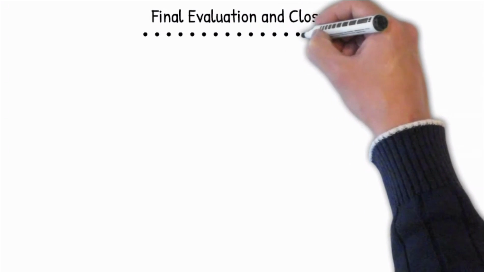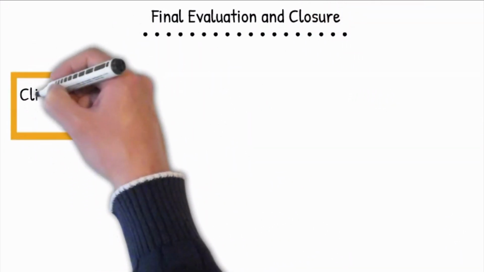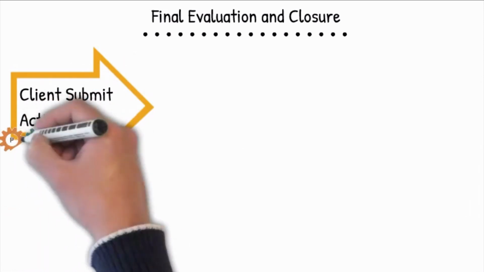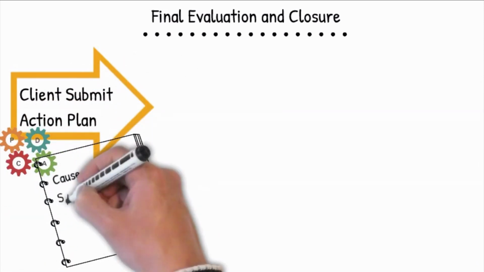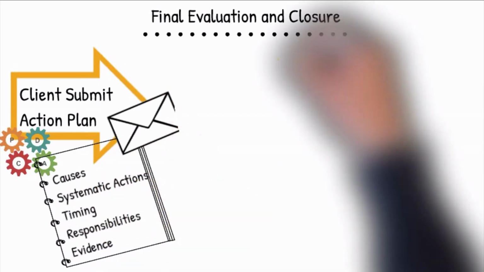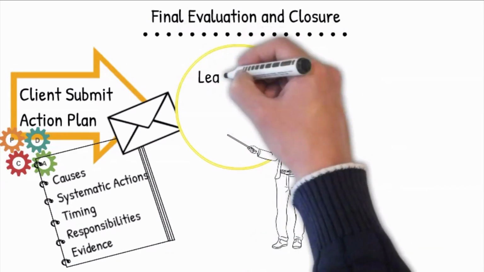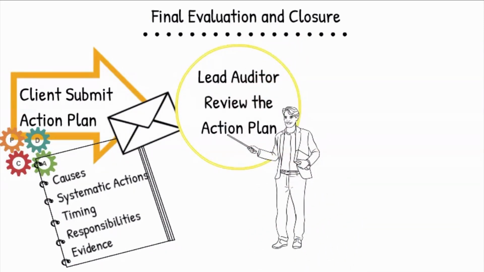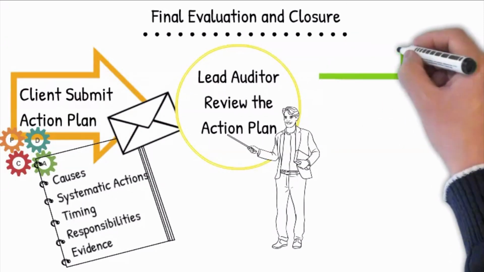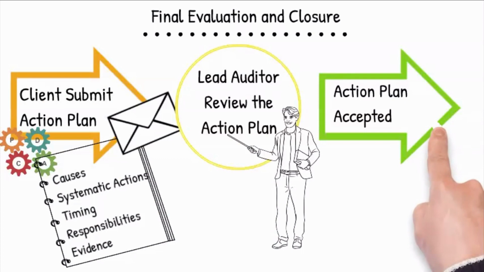Final evaluation and closure of the audit report. The action plan must be drawn up within the time frame and submitted to the lead auditor. It contains the root cause analyses, systematic preventive actions, the responsibilities and the completion dates. The auditor checks the action plan for plausibility and decides, in his estimation, that the actions are appropriate for eliminating the deficiencies, and sends confirmation that the action plan is accepted.